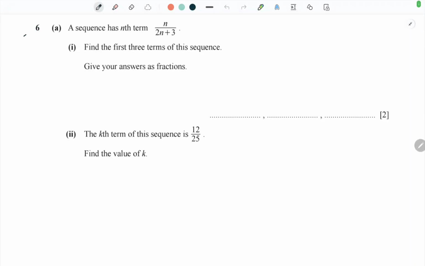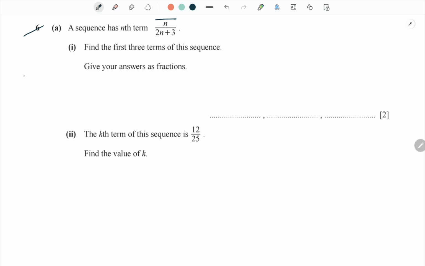Welcome back, students. So today we have question number 6 of the 2023 IGCSE past paper. In that question we have a sequence with nth term given, and we need to find the first three terms of this sequence.